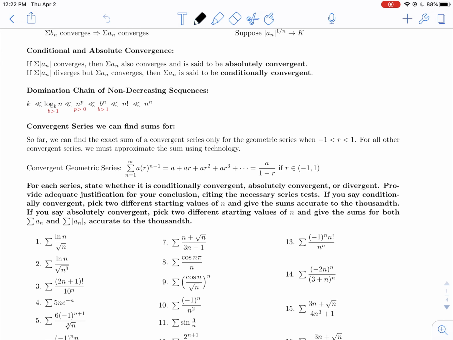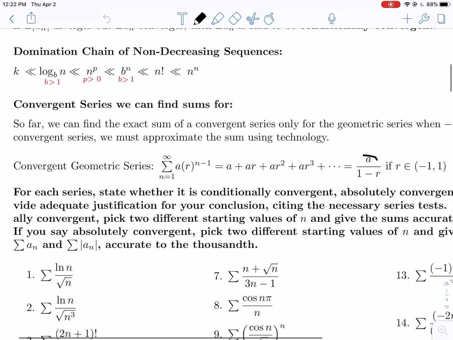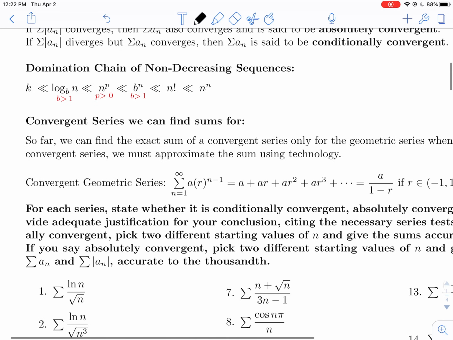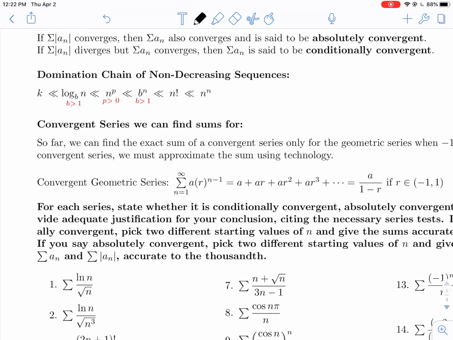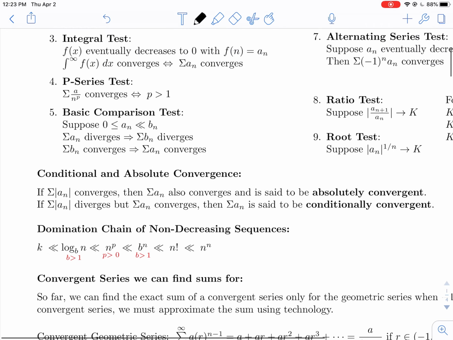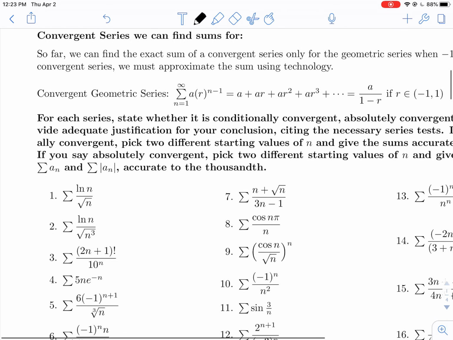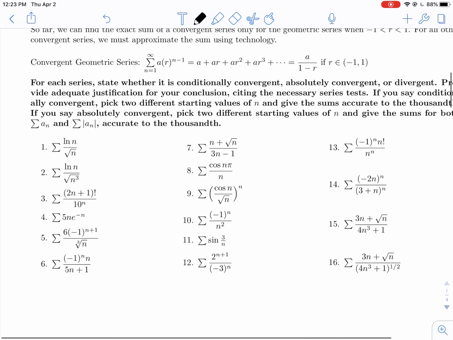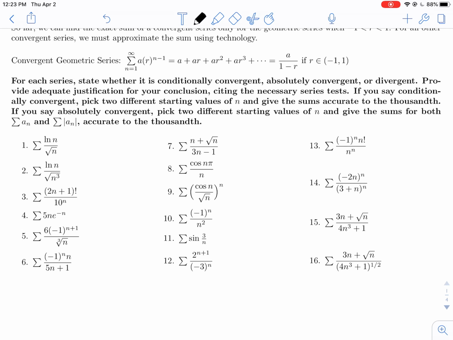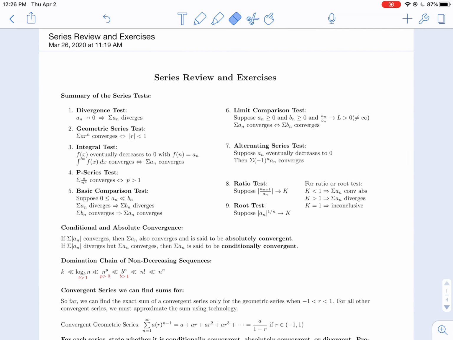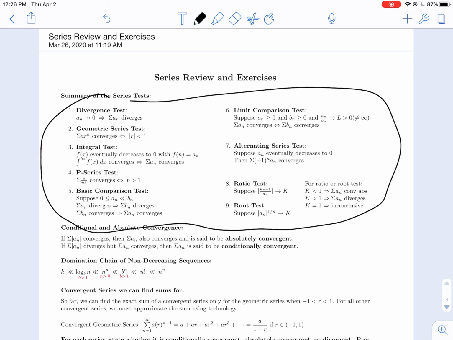That's the geometric series. This is the only series that we had a formula for giving the sum. All the other series that were convergent, we had to use Desmos to approximate the answer. All the other series we've seen, we've just been content to say whether it was convergent or divergent or conditionally or absolutely convergent. Also on this are 16 problems. I do recommend that you do all 16 of these as preparation for your test. This is a good stopping point to take a breath, do this sheet, and feel like you have a good firm grasp of all 9 of these tests.